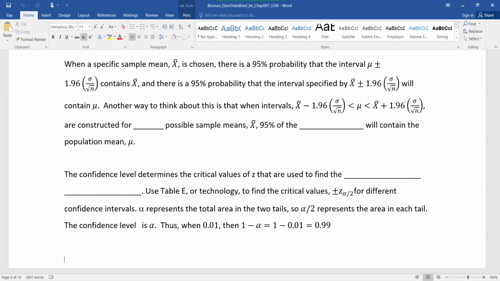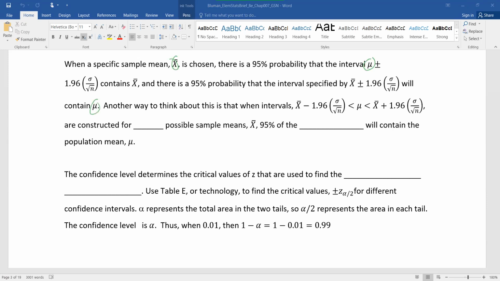All right, so we're on this paragraph. When a specific sample mean, which is this little annotation here, is chosen, there's a 95% probability that the interval, and it uses the appropriate mean this time, is the sample mean plus or minus 1.96 times the standard deviation of the population divided by the square root of the sample size, contains the sample mean.